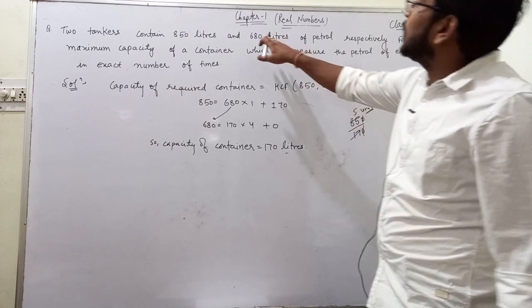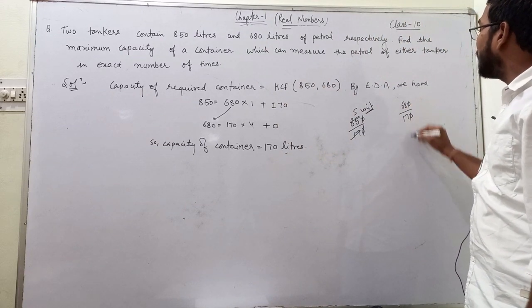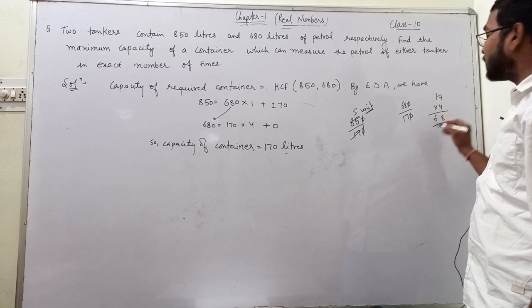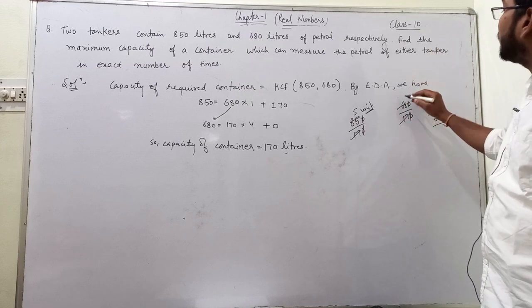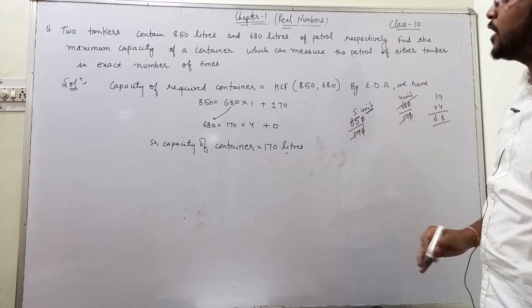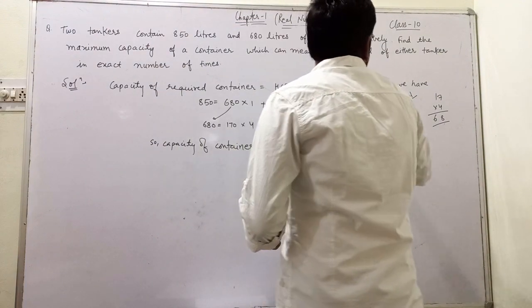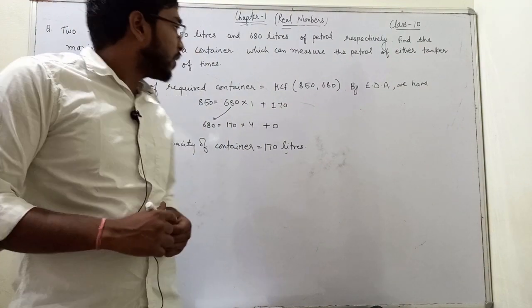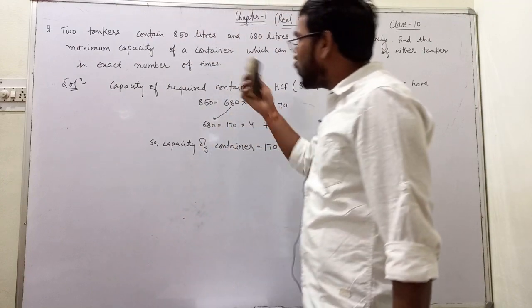And if I divide 680 by 170, 17 times 4 is 68. So I can say that the volume of the second tanker is 4 units, where 1 unit equals 170 liters. So the volume of the container that we need to measure the fuel in both tankers is 170 liters. This is a very important question from your exam perspective. Let us move to another question now.